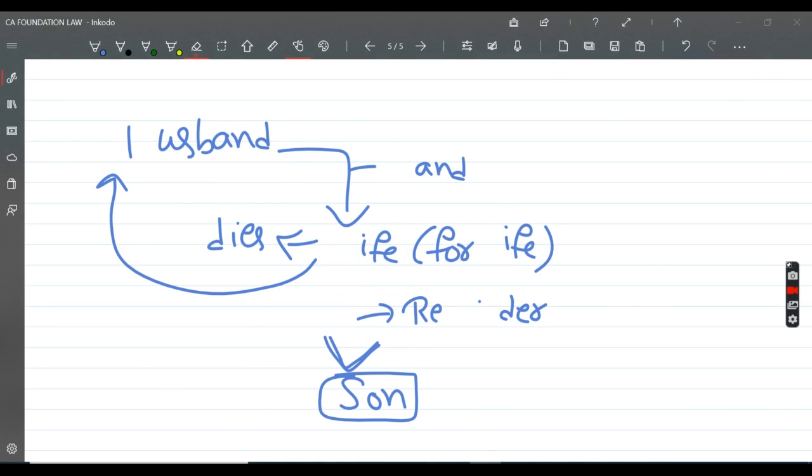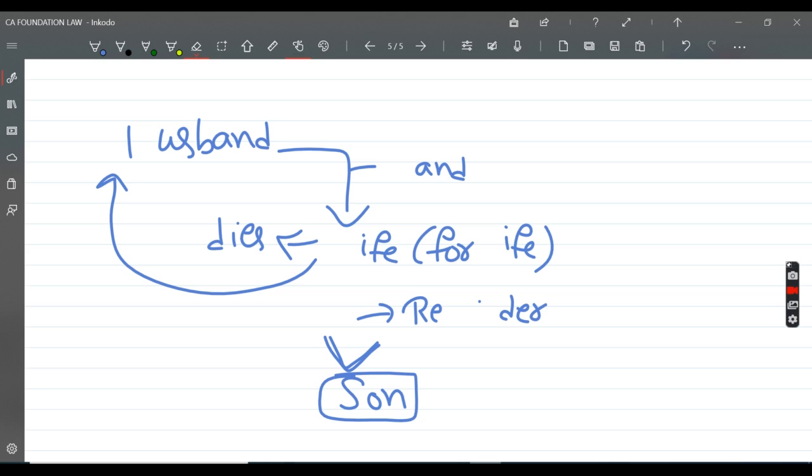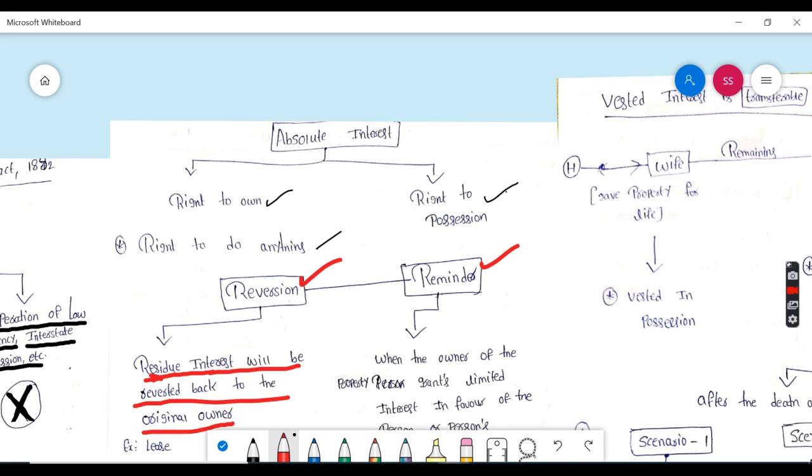Okay, so when the owner granted limited interest to a person, so the wife here, wife for life, it has been transferred, right? So wife cannot sell the land. She can use the land as long as she lives. After she dies, it will go to the son. That's what they are telling here.